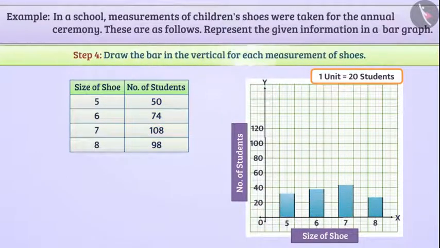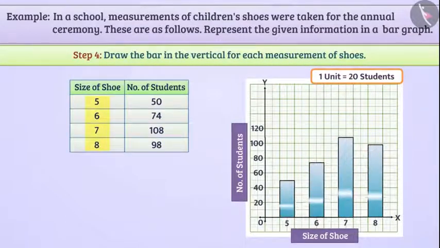Now, we will draw the bar vertically for each measurement of shoes, whose length represents the number of students. In this way, we will draw the bars for all measurements of shoes. Thus, we have drawn the bar graph for the given information.